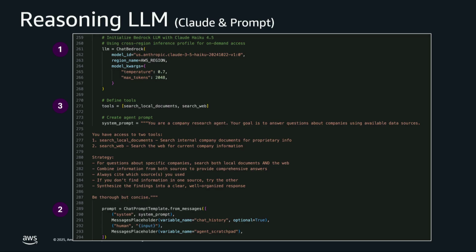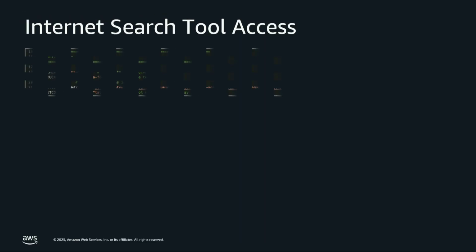And the third one, you see that we have tools as an array that talks about these two, search local documents and search web. I'm going to skip the search local documents, but again, I want to show you the code for search web so you can see how easy it is to bring all of this capability into Python code and execute it.